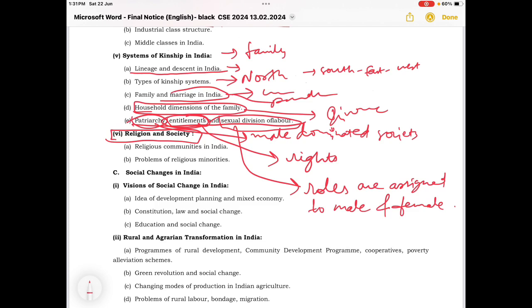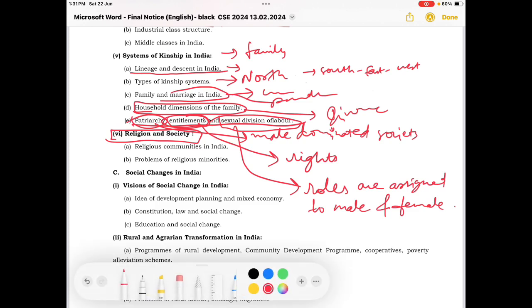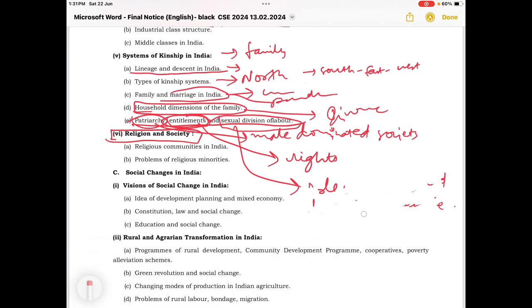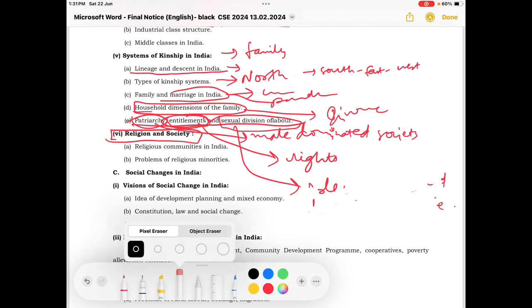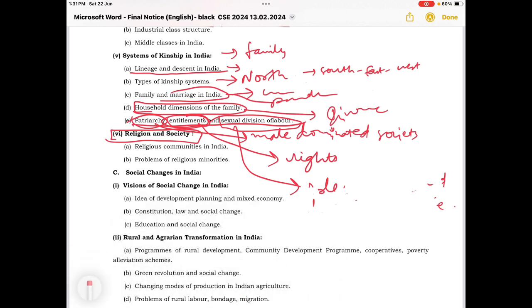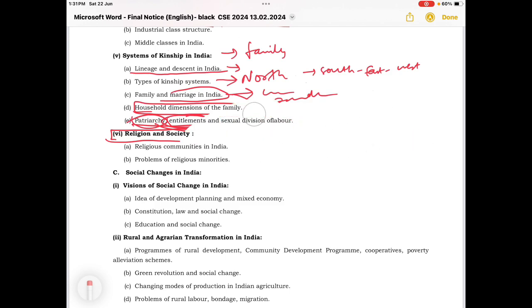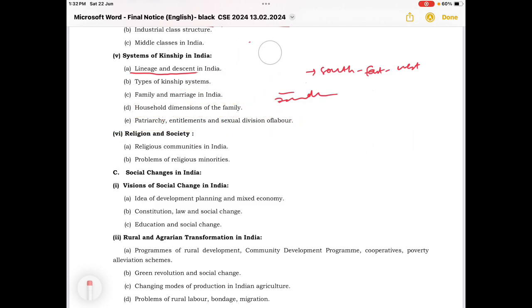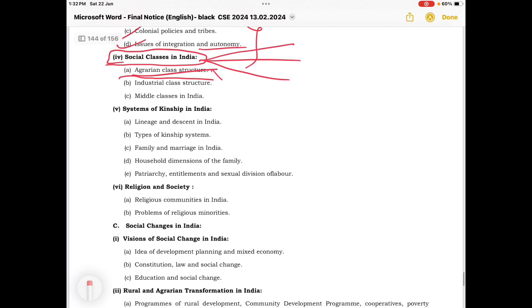Let me rub this part, then I will talk about this. I think you people are getting what I am teaching here, because it's also my first experience teaching on this platform, so I am trying to check whether you are understanding or not.